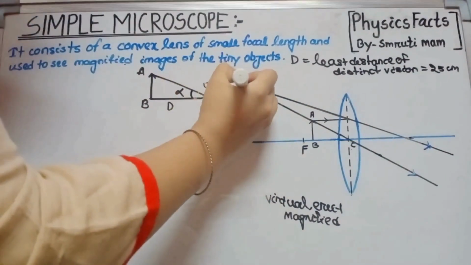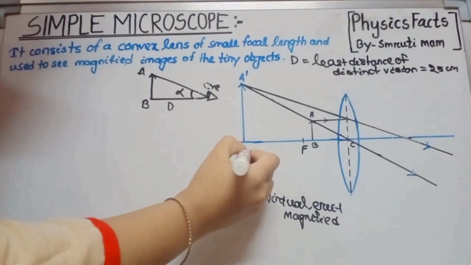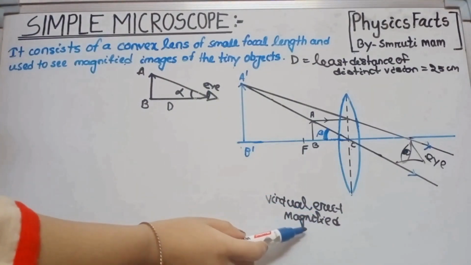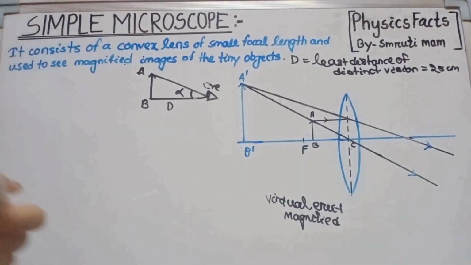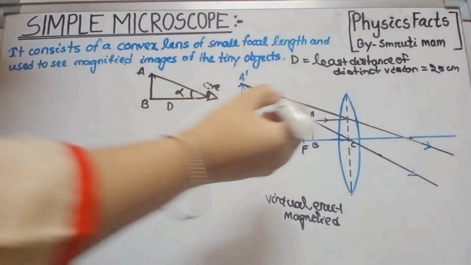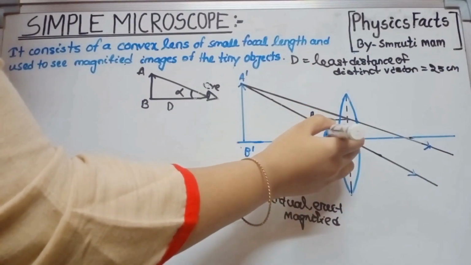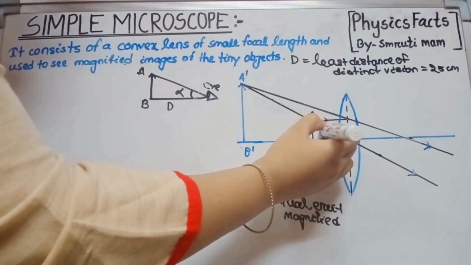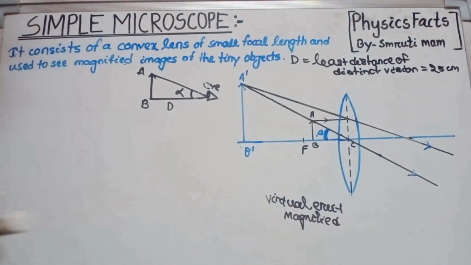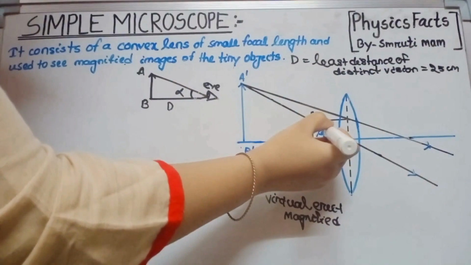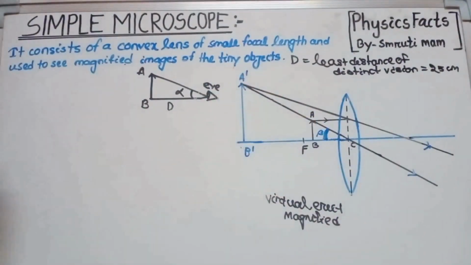Take this image, that is A prime B prime, and the characteristic of the image is virtual, erect and magnified image. Okay? And here, this one is the angle subtended by the image, and that angle is denoted as beta. You clear, students? Here, angle subtended by object, that angle is taken as alpha. Angle subtended by image, that angle is taken as beta.